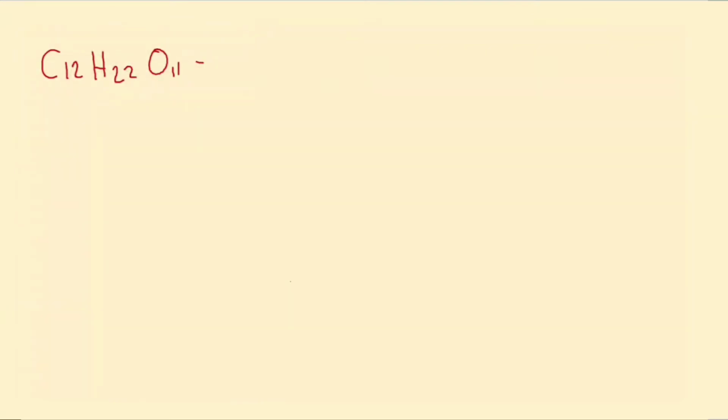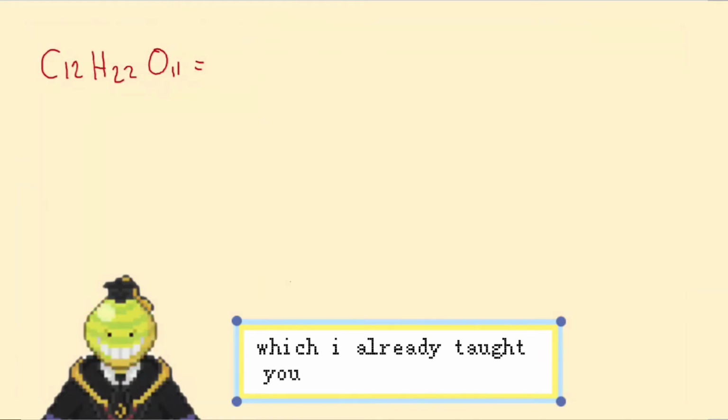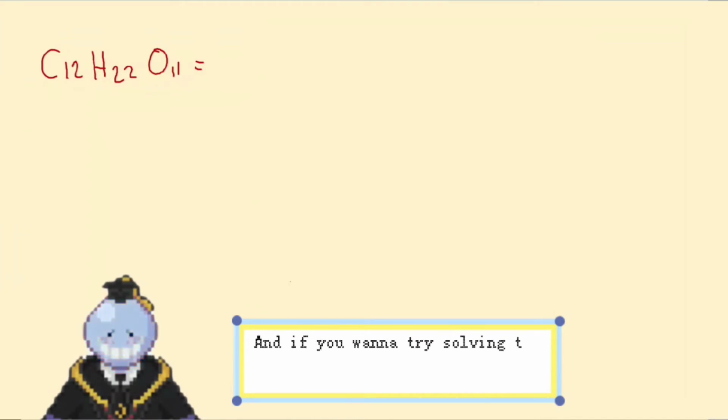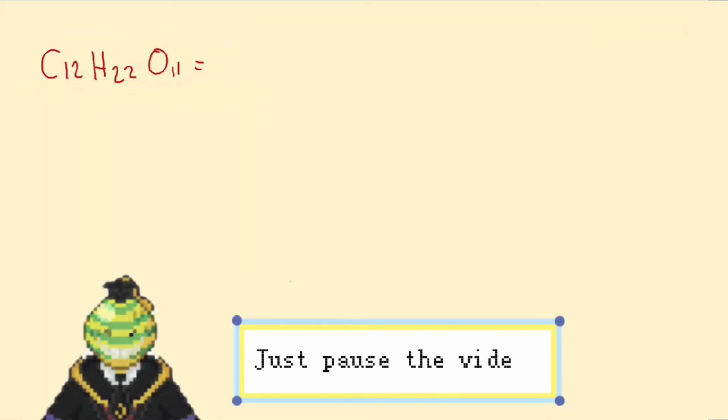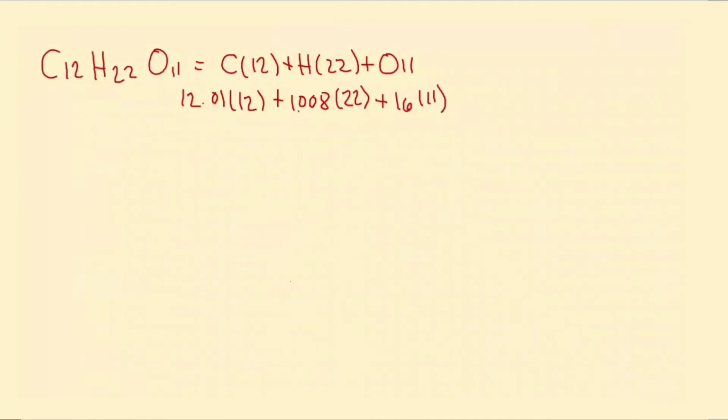C12H22O11, or sucrose. The first thing I recommend doing is finding the molar mass of the entire compound, which I already taught you in the first topic. Feel free to rewind and review. And if you want to try solving the molecular mass of sucrose, just pause the video. So the molar mass of carbon times 12, hydrogen's molar mass times 22, and oxygen's molar mass times 11. So it's going to be 12.01 times 12, 1.008 times 22, and 16 times 11. And that equals 342.296. That is the molar mass of the compound sucrose.